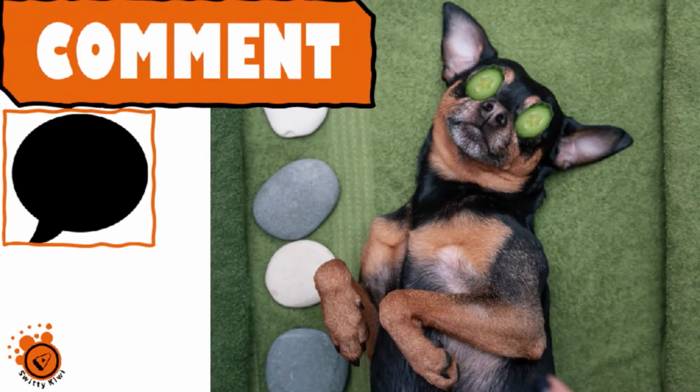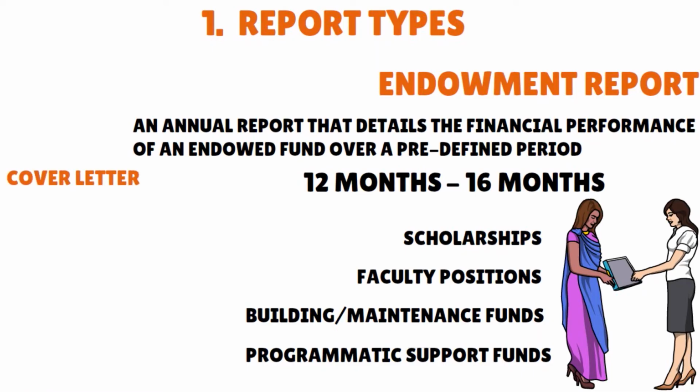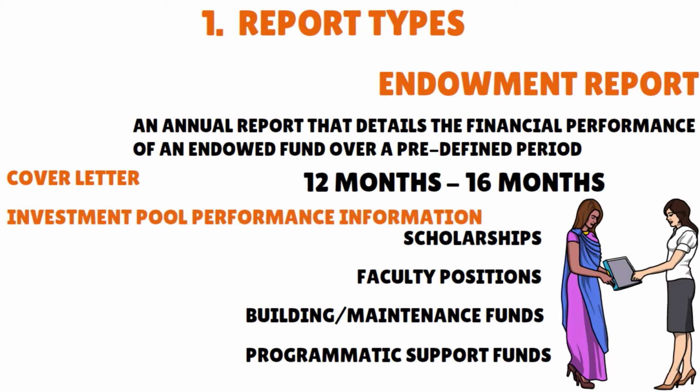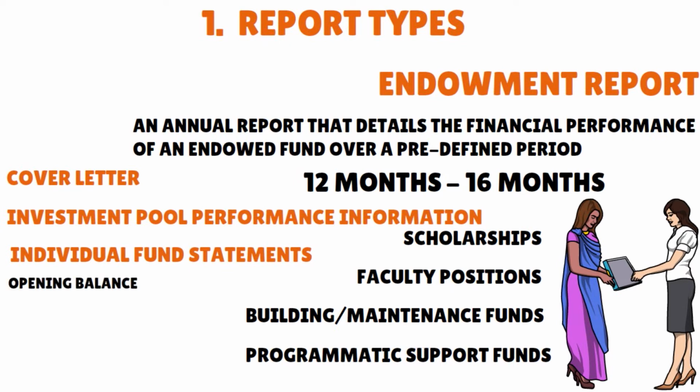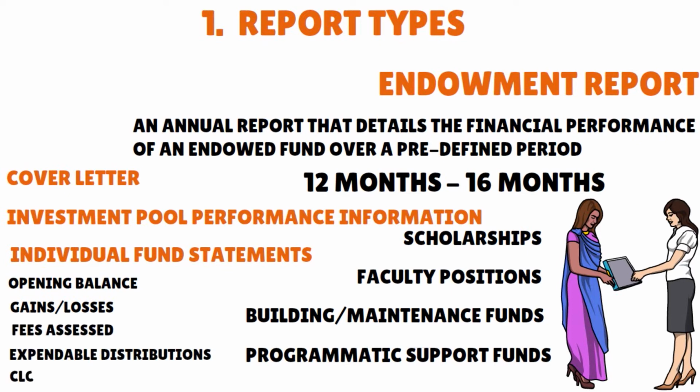Generally, endowment reports will include things like a cover letter from the appropriate leadership figure, the overall investment pool performance information, and individual fund statements. So I'm talking here about opening balance, market value, gains, losses if there are some, expendable distributions, the fees assessed if applicable, and closing balance and market value.